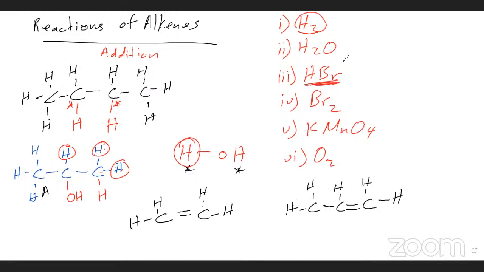So as usual, we're going to break the double bond. Either hydrogen or bromine, one will come here and one will go here. I'm going to call this A and B. Which one of them should we put the bromine atom on? A or B?